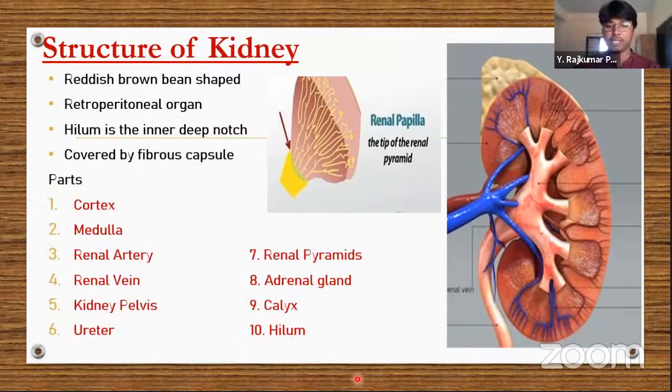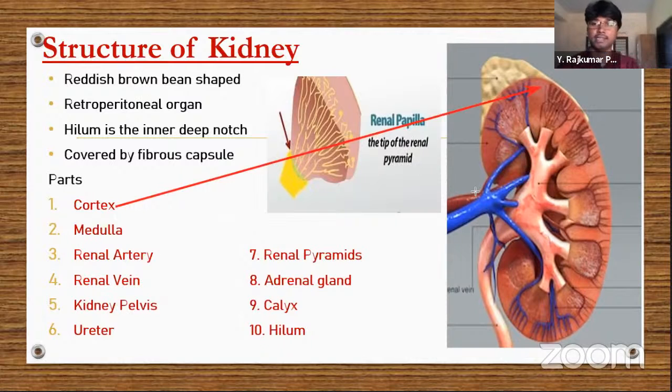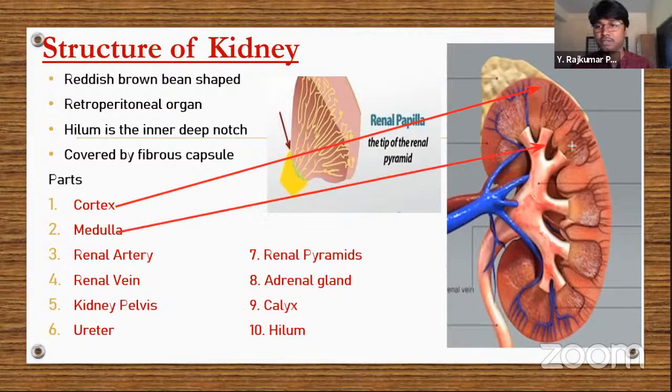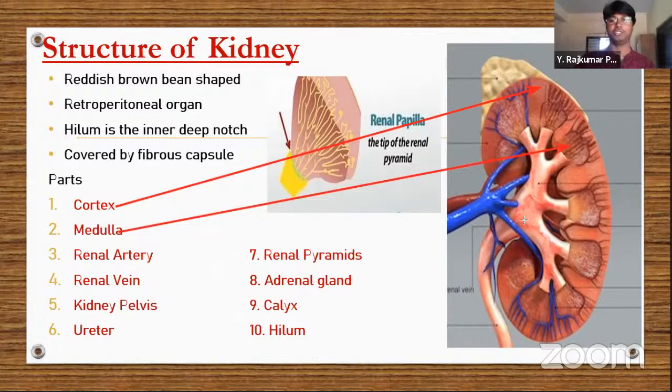Let's see what are the different parts present in the kidney. Kidneys have different parts like the cortex, which is the external layer. Okay, the external layer of the kidney is called the cortex, from here to here, and the inner medulla. This is called the medullary region. Cortex means outer, which is present at the outside, and medulla is present inside.